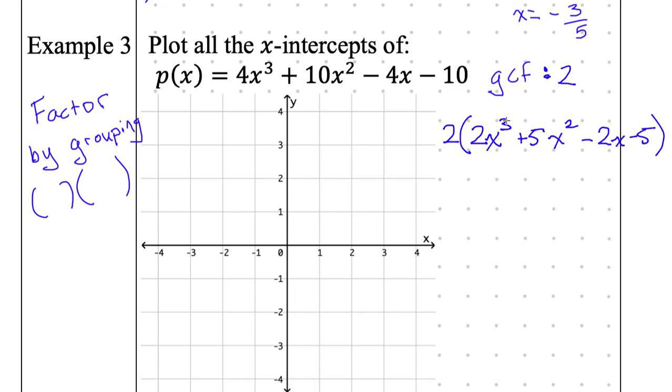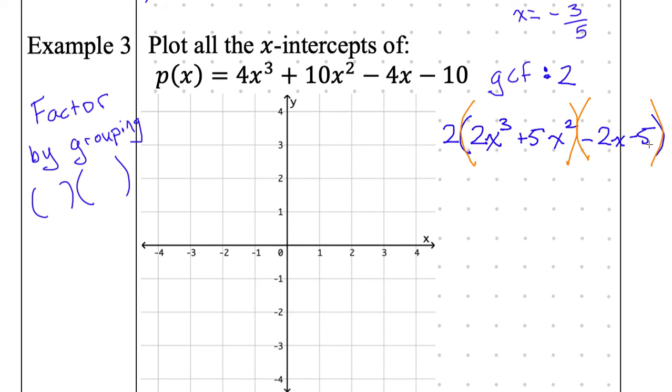So we factored out our greatest common factor. Let's leave that out on the side, just that 2. Now I'm going to do factor by grouping. Again, if you forgot how to do that, you set up your parentheses. Parentheses around the first 2 terms, parentheses around the last 2 terms.